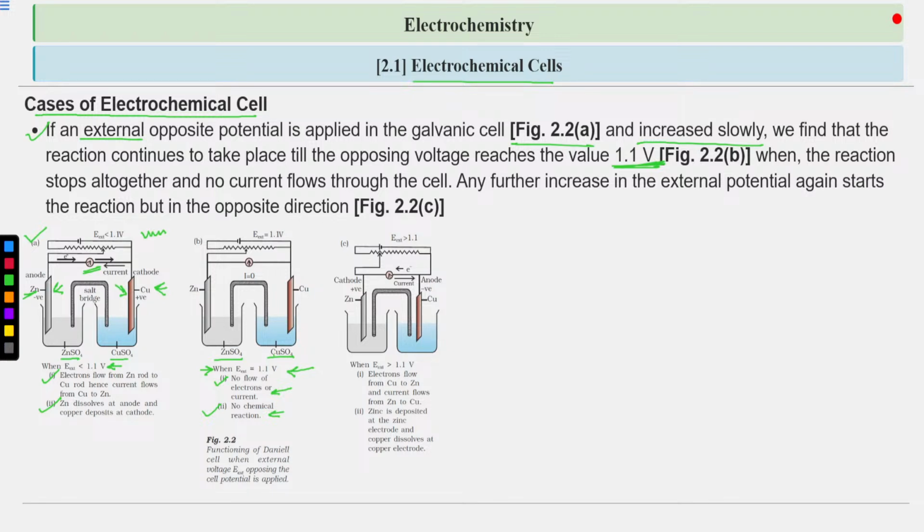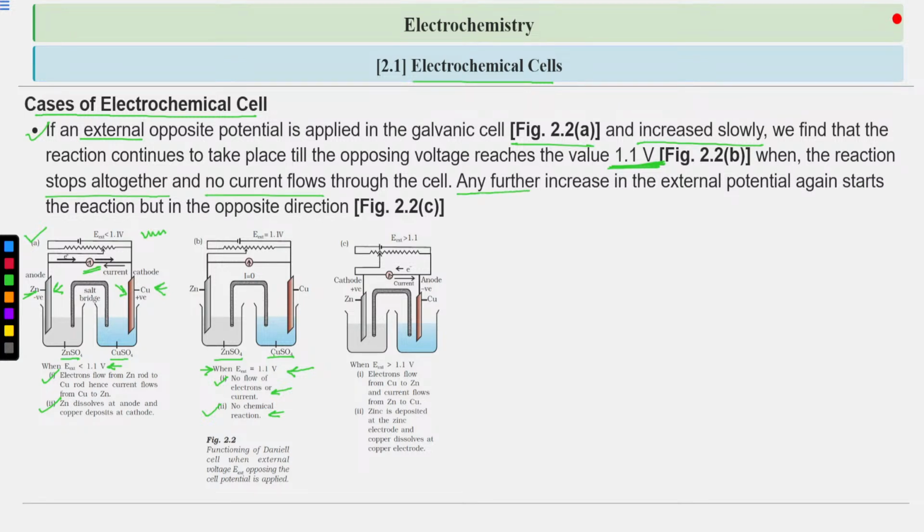Okay, so first of all, it is given that when you apply the external opposite potential to these two electrodes, anode and cathode, connected in the circuit, what will happen? The potential starts to increase slowly and the electron will flow from anode to cathode, and the reaction will continue to take place till the voltage reaches the value of 1.1 volt. At 1.1 volt, the reaction stops altogether and no current flows through the cell.